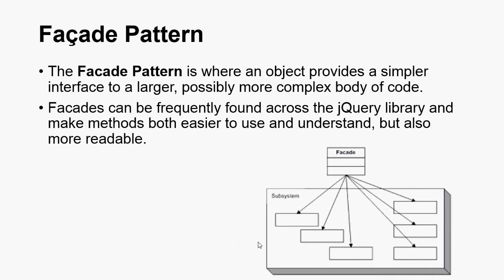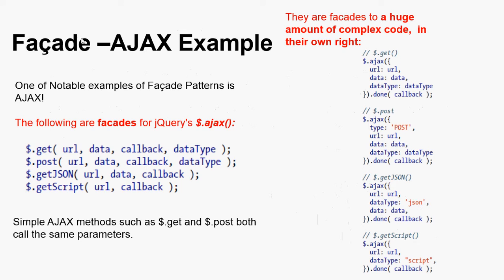Okay, now let's look at the facade pattern. As we can see in this figure, the facade pattern is where an object provides a simpler interface to a large, probably more complex code subsystem. The facade can frequently be found across the jQuery library and makes methods both easier to use and understand, but also more readable. And the first example of facade using jQuery is the Ajax example.